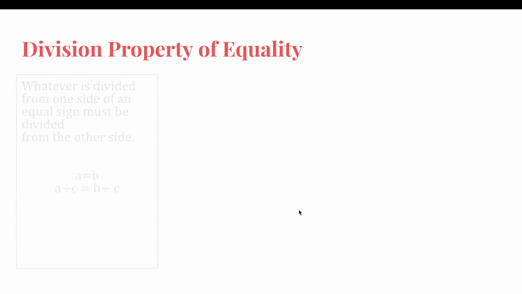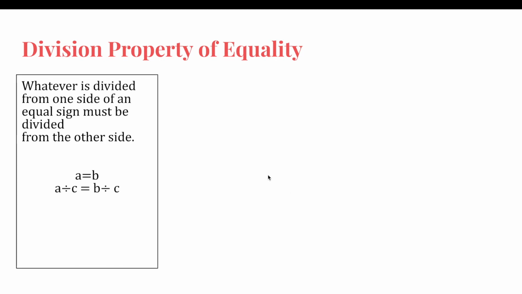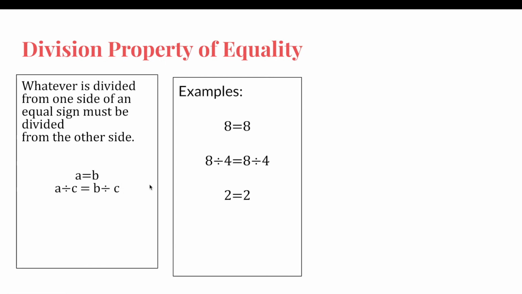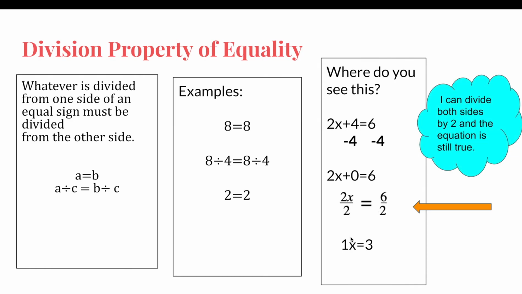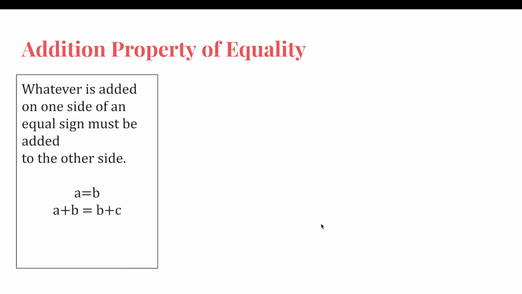Division property of equality. Well, I can divide both sides by the same number, and the equation will stay true. And you can see that here when we divide both sides by 2, and the equation is still true. Both sides are still equal. We use the properties of equality throughout solving equations.